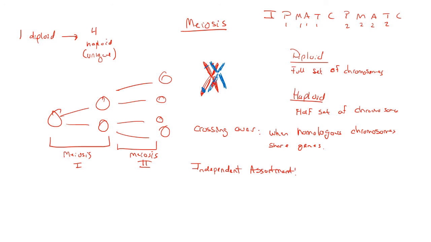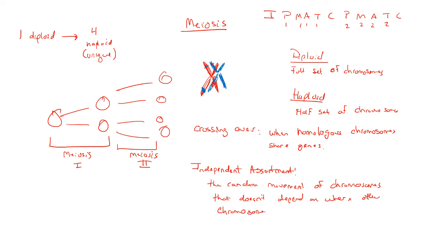Now, independent assortment is interesting because, basically, I will draw it for you, but let's go ahead and define it first. Independent assortment is the random movement of chromosomes that doesn't depend on where other chromosomes go. So we've kind of talked about this before.